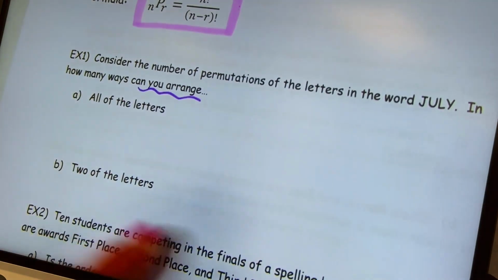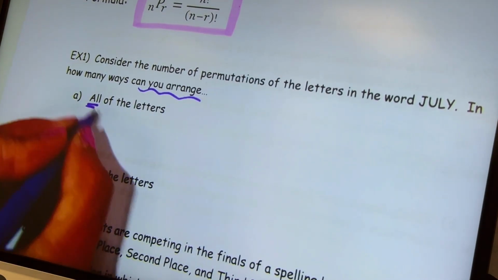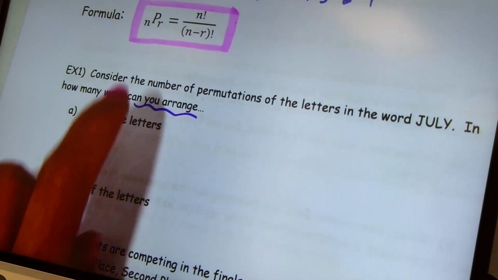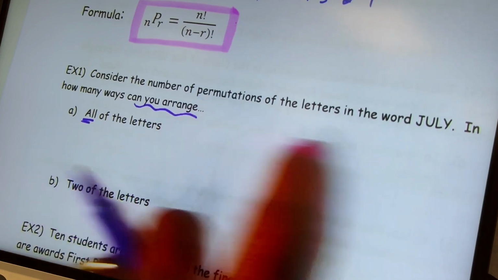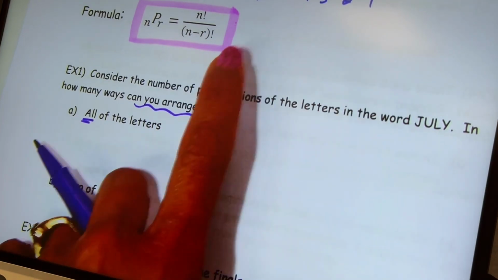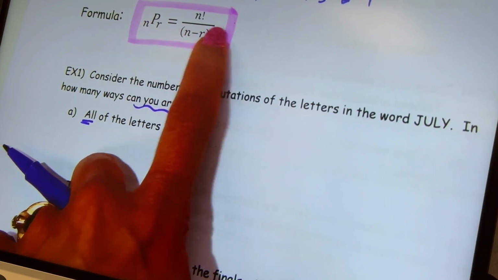So we're trying to figure out how to arrange them. We're looking at all of the letters. There were 4 letters. When it's just an arrangement, you don't need to use the formula, because since there's 4 letters in the word July, it's just 4 letters arranged. So it would be 4P4. And then you plug all these in.